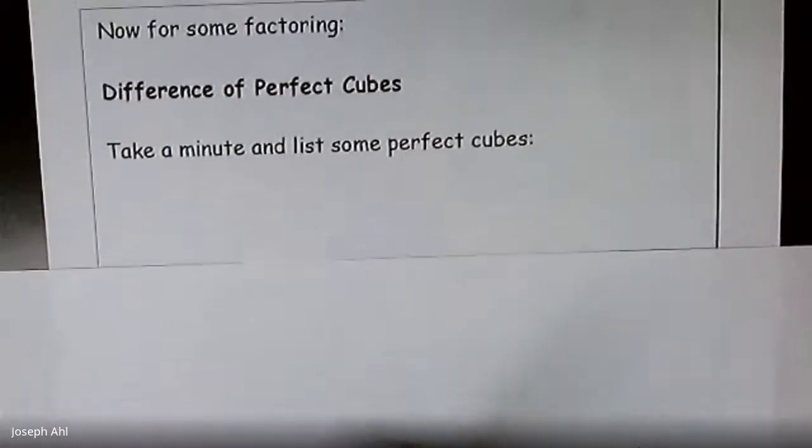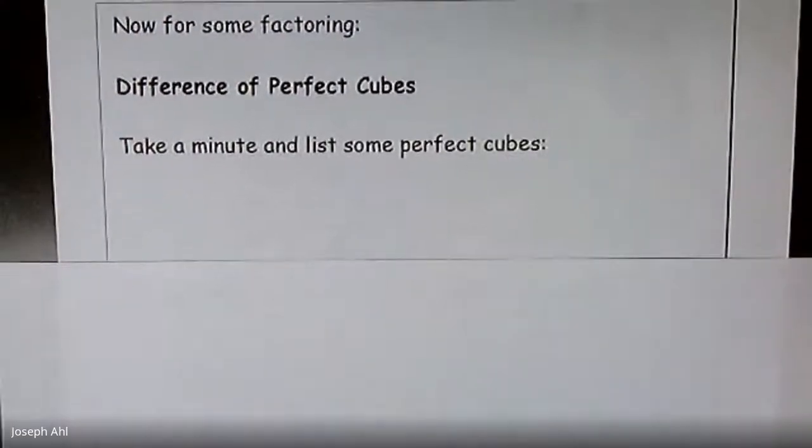We've already talked about some of them, like 8 and 27, but see if you can make a list that almost goes in order from the smallest perfect cube to the biggest one you can list. And I would say if you need a calculator to assist you, there's no issue with that. But hit pause for a second, make that list. I'm going to create the list right now.